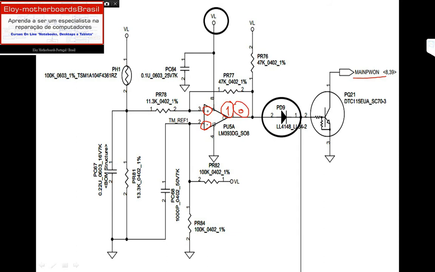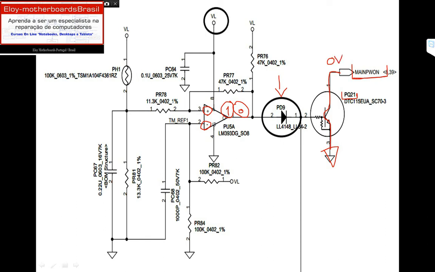Then it will cross this PD9, this security diode, and it will activate this PQ21 right here. When this PQ21 is active, it will kill this main power on. Why? Because this, I guess, is 3 or 5 volts. Main power on will be drained to GND. So here we will have 0 volts.